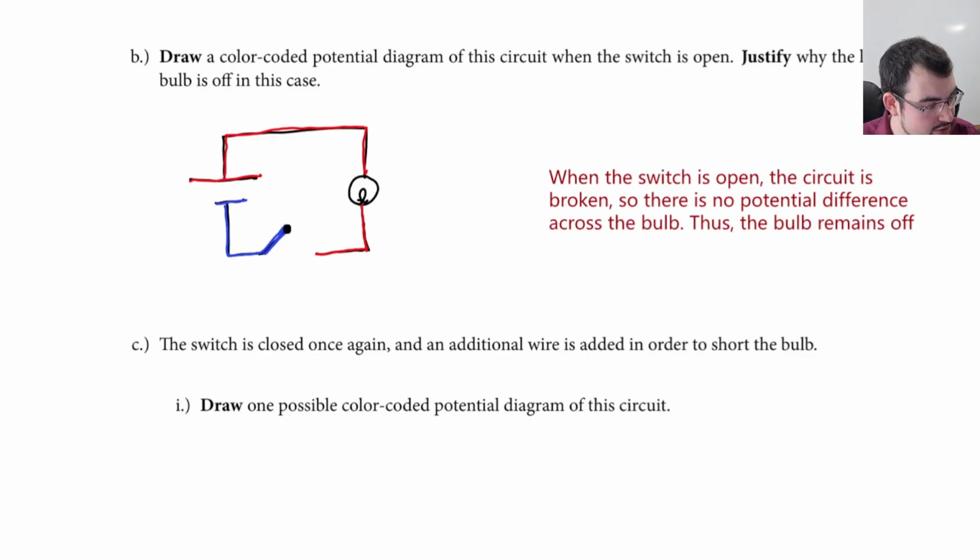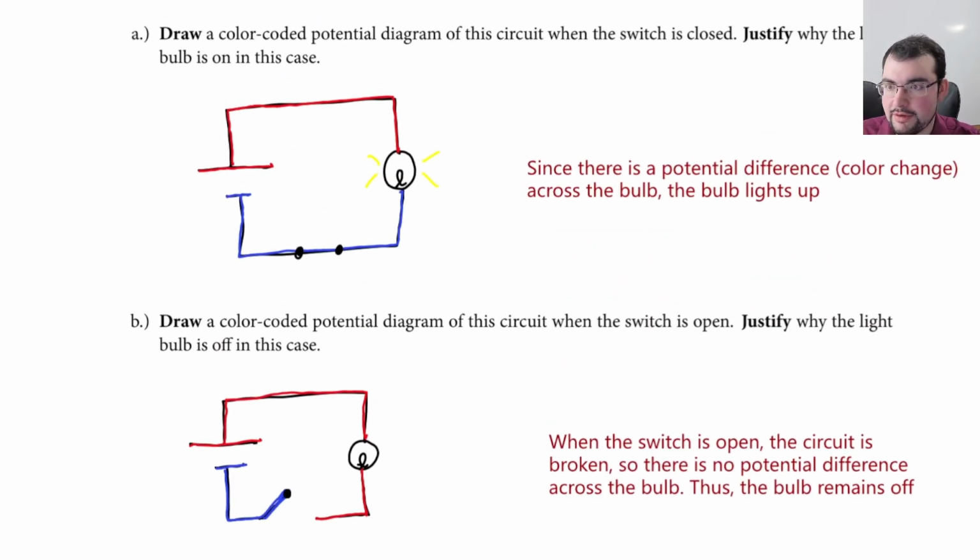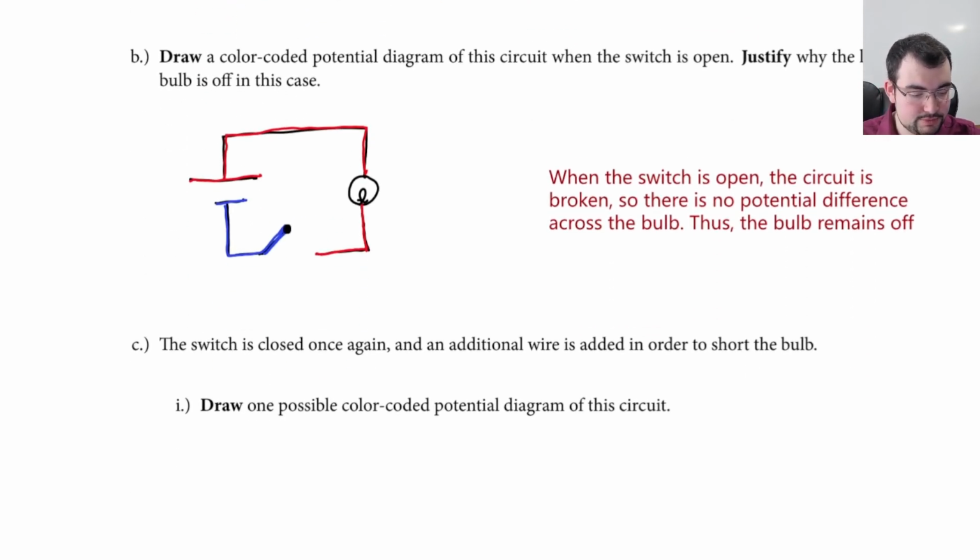Because where is the potential difference? So a better way of saying this is instead of the potential difference being across the bulb, the potential difference of the circuit is now across the switch. So the color change is across the switch, not the bulb. So I might correct that explanation a bit more and say the color change is across the switch, not the bulb. So notice that's why there's a difference. Here the red to blue is across the bulb. Here the red to blue is across the switch.